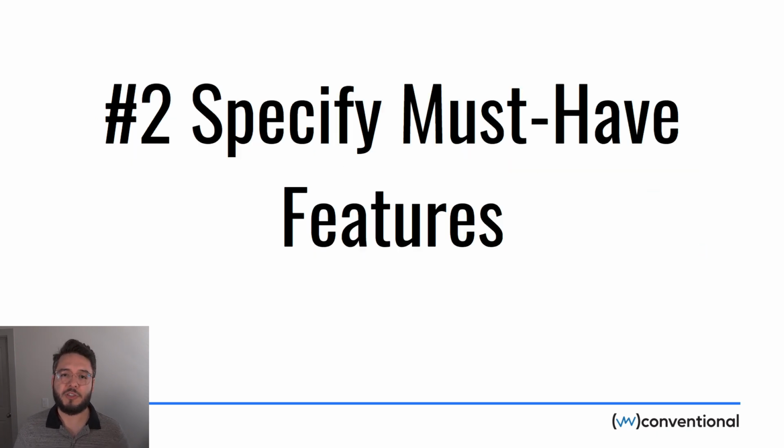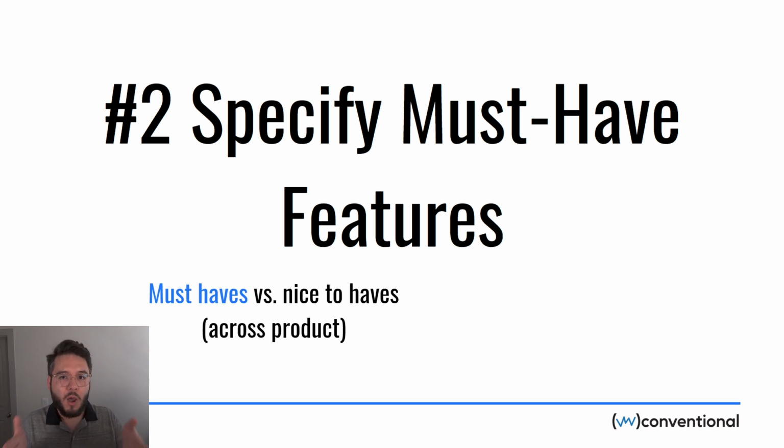Specify the must-have features. The reason this is number 2 is because it directly connects to number 1, right? What are the must-haves versus nice-to-haves across the product? Now, the nice thing is must-haves are very clear. If we don't have this, either the product or the customer relationship doesn't work. As an example, if we're building a SaaS and we don't have a login screen for our customer, it's over, right? We failed. That's a must have.